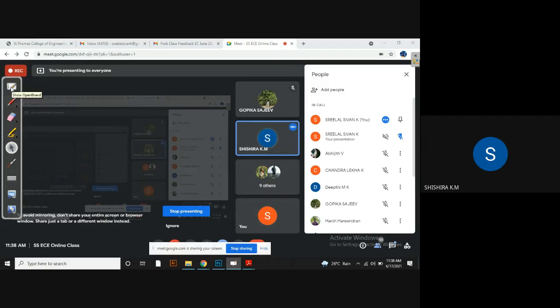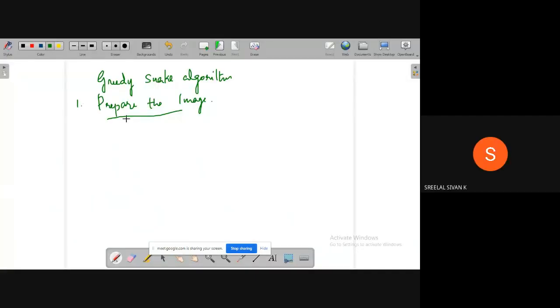Sir. Okay, fine. So the initial step is to prepare the image. So what do you mean by preparing the image? That means define an energy function which would naturally take on low values for points located on the actual boundary.